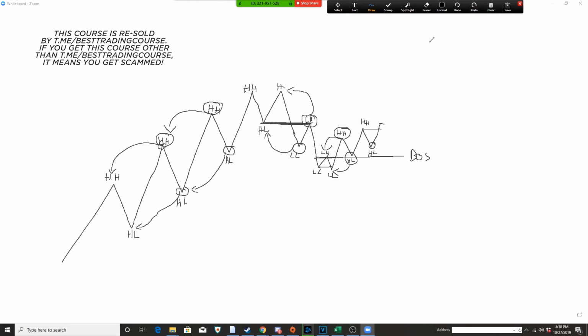In the next video, we're going to be covering a bearish market condition, and then we're going to be covering a consolidating or ranging market after that.